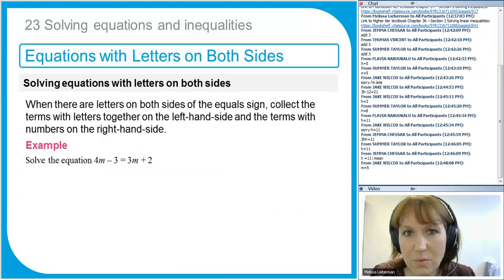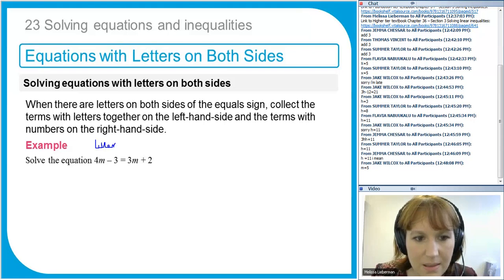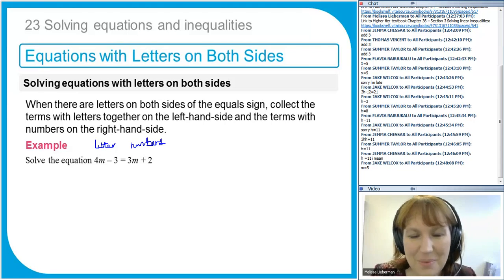Now, we don't want to see m twice, we just want to see m once. So remember we want letters on this side, and numbers on this side. By numbers I mean numbers that are on their own. So what we want to do is get rid of this 3m because we don't want an m on the right hand side. So to get rid of 3m, we just subtract 3m. If we subtract 3m from the right hand side, then we have to subtract 3m from the left hand side.